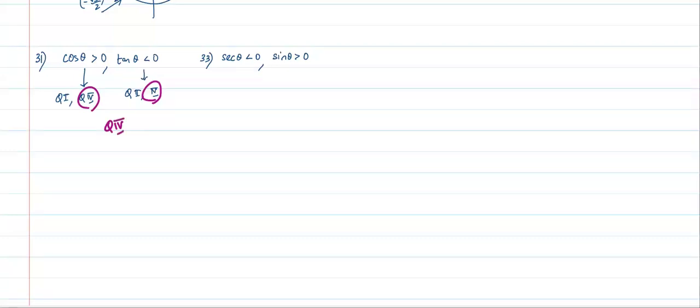Secant or cosine is less than 0 in quadrants 2 and 3. Sine is greater than 0 in quadrant 1 and quadrant 2. So what is common between them is quadrant 2. And that's the answer. Let's see the next set of questions.